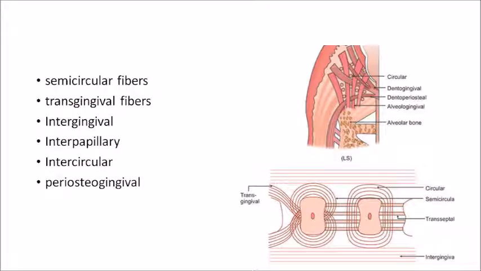In addition to the 5 principal fiber groups, we have some secondary fiber groups. Those are semicircular, transgingival, intergingival, interpapillary, intercircular and periosteogingival. We can see those fiber groups in the figure. Circular is a principal fiber, semicircular is a secondary fiber. Then we have transgingival fibers. Then we have 3 fibers starting with the term inter: intergingival, interpapillary, intercircular, and finally we have periosteogingival.